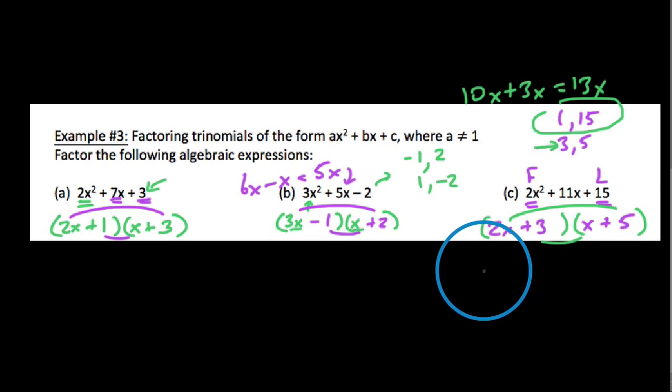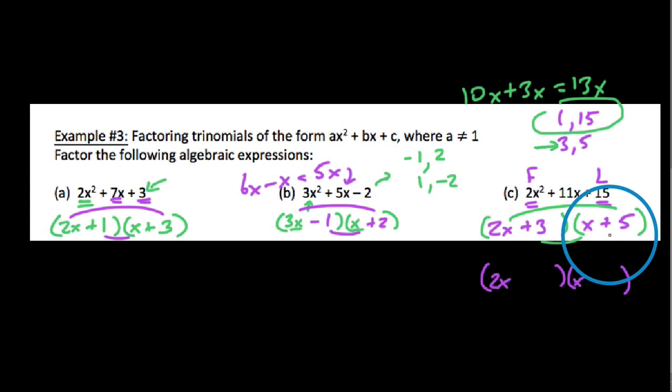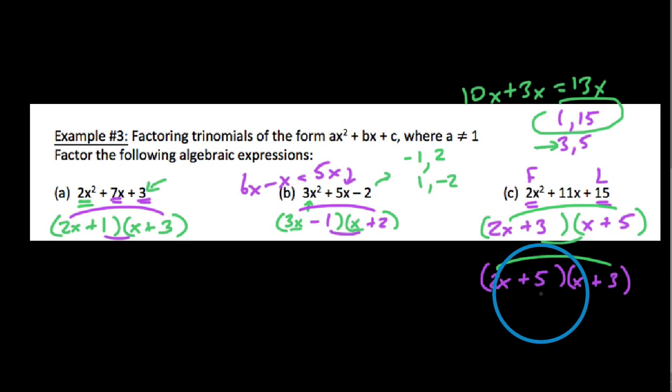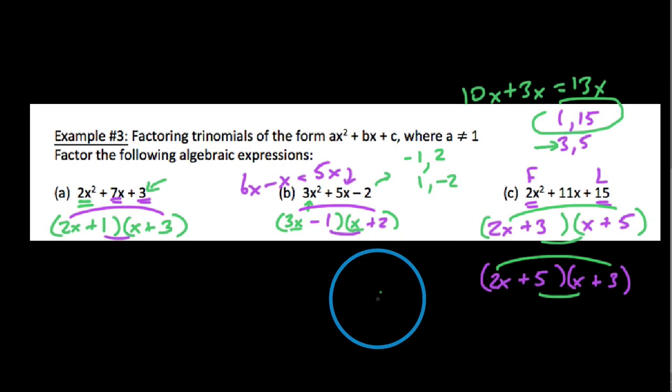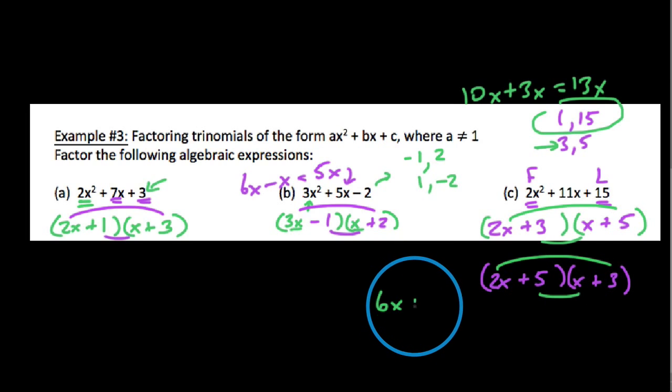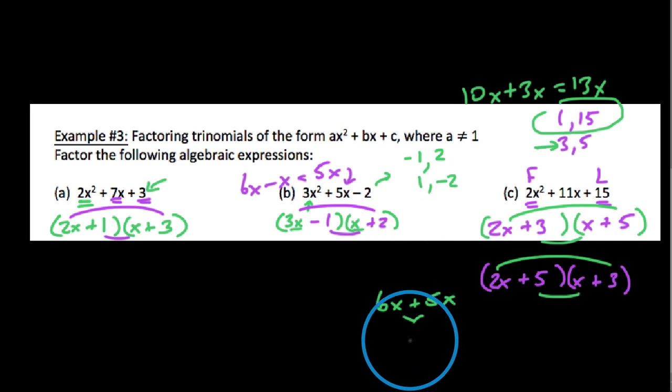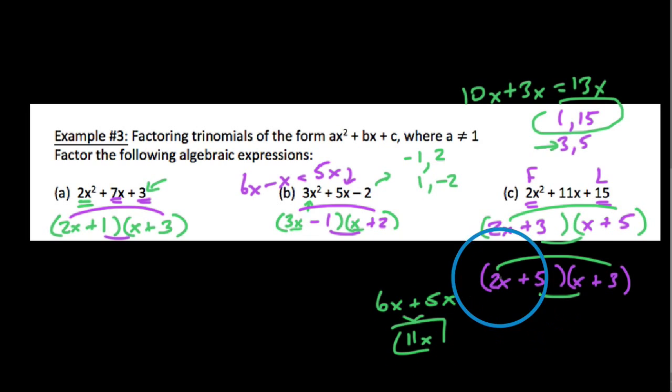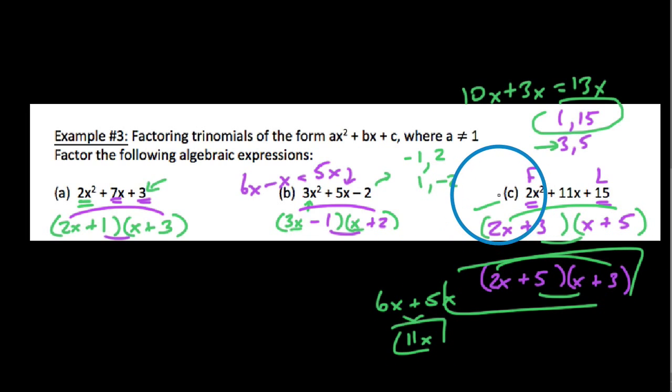So let's try this again. Except this time, we'll put our 2x and our x here. We'll just switch my 3 and my 5 around. How about plus 5 plus 3? We'll just check this again. So this time I would get this 2x times 3 is 6x, 5 times x is 5x, and these certainly add up to being 11x. So this would be our factored expression that is equal to the original expression here.